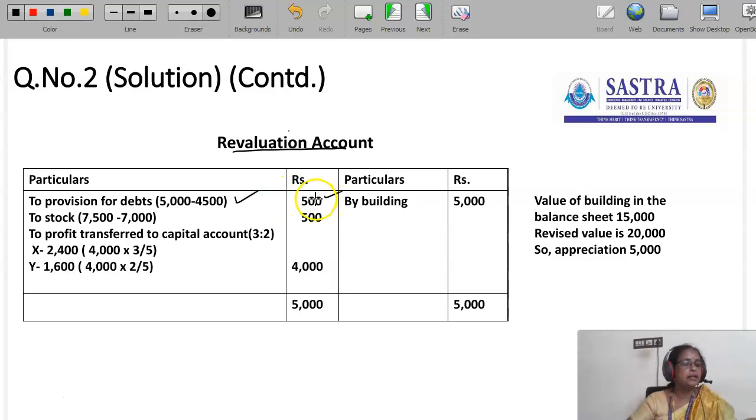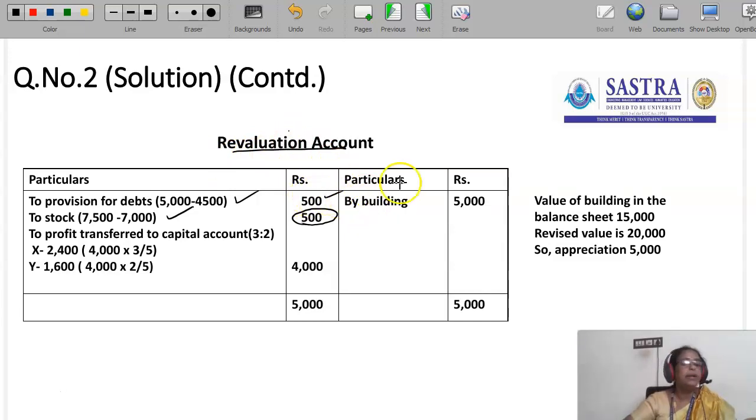Then the stock value given in the balance sheet is 7,500. The revised value is 7,000. So it is depreciated to the extent of 500 rupees. If the asset is depreciated, it should come under the debit side of the revaluation account. If the asset is appreciated, then it should come under the credit side of the revaluation account.